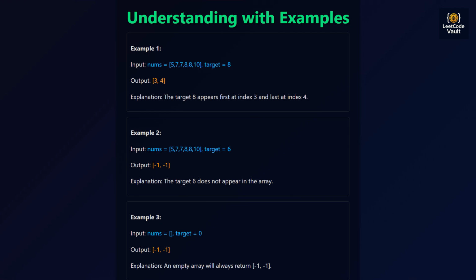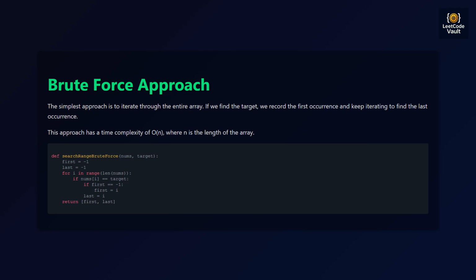These examples highlight the need for a robust solution that handles various scenarios, including the case where the target is not found or when the target is present multiple times. Understanding these edge cases is crucial for a complete solution.